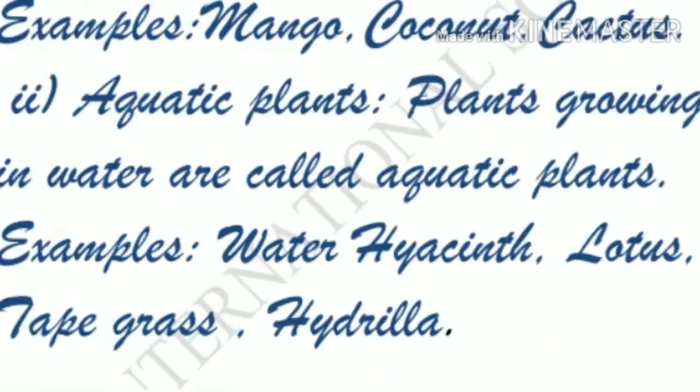Aquatic plants. Plants growing in water are called aquatic plants. Example: water hyacinth, lotus, tape grass, hydrilla.